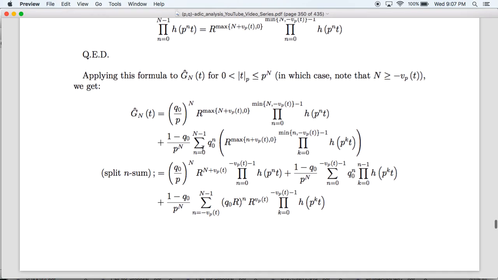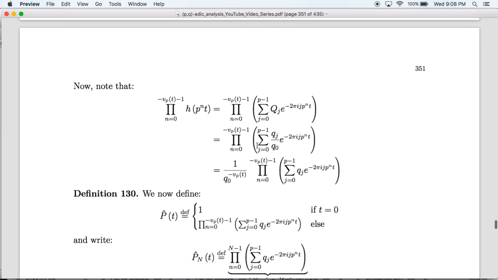And again, here what we're doing is we're splitting up the n sum. We're summing from n equals 0 to negative vp of t minus 1, and then summing from n equals negative vp of t to big N minus 1. And we're doing that to break up these exponents so that we can evaluate the minima and maxima respectively. Then we do a recursiveness.